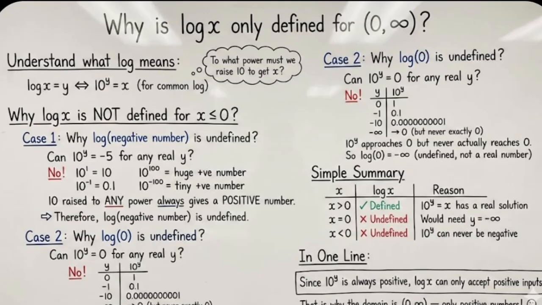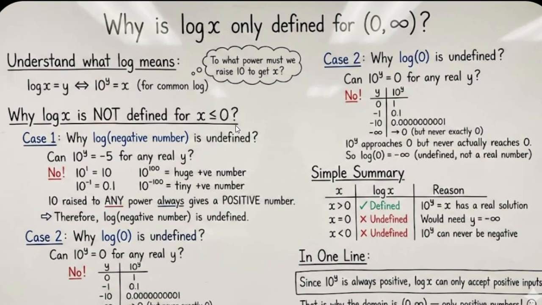Okay, one more thing we should understand: why log is defined only for 0 to infinity. Why does it not include 0 and negative numbers? See what happens. We know, I'm not taking a general base here, we take base 10. If I say log x is equal to y, it means that 10 raised to y is equal to x. This is what log means.